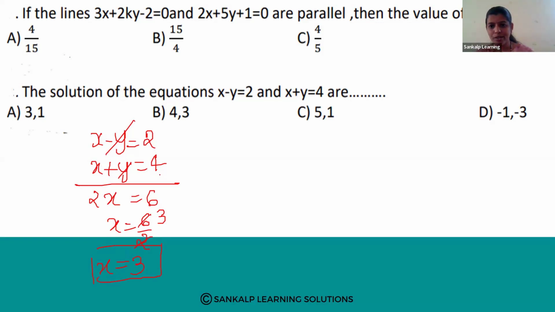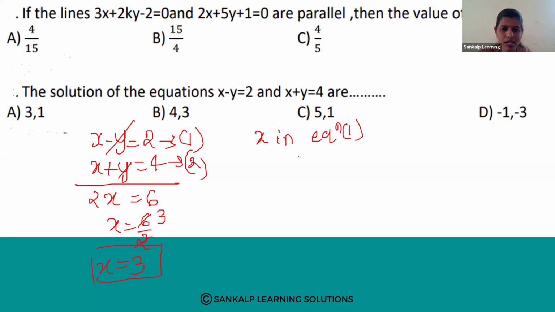Then what is the value of y? For that, we need to substitute the value of x in equation 1 or 2. Any equation, we can substitute in any of them. This is equation 1 and this is equation number 2. So if we substitute the value of x in equation number 1, what will you get? x minus y, 3 minus y is equal to 2.